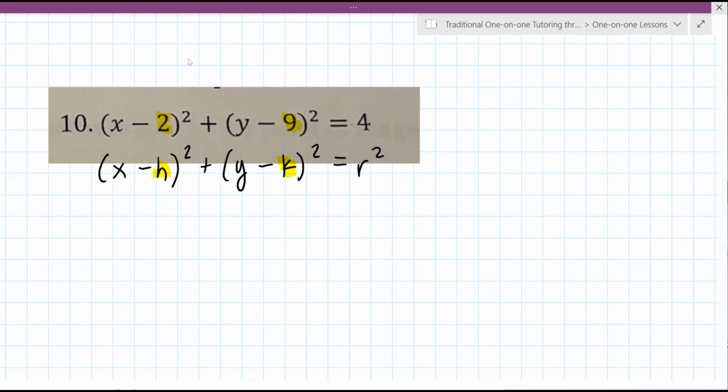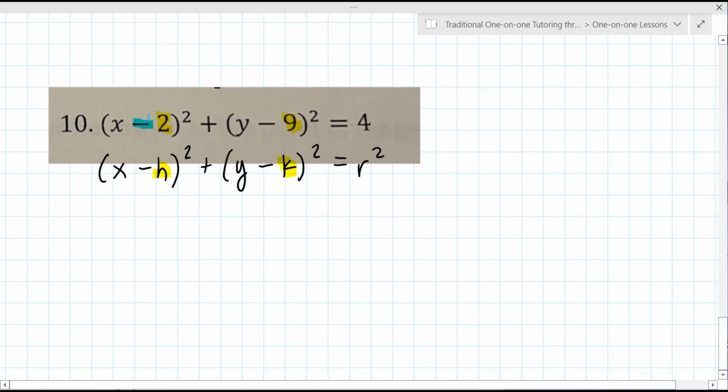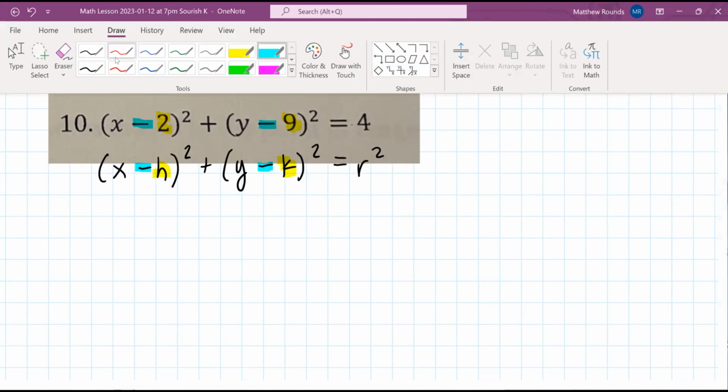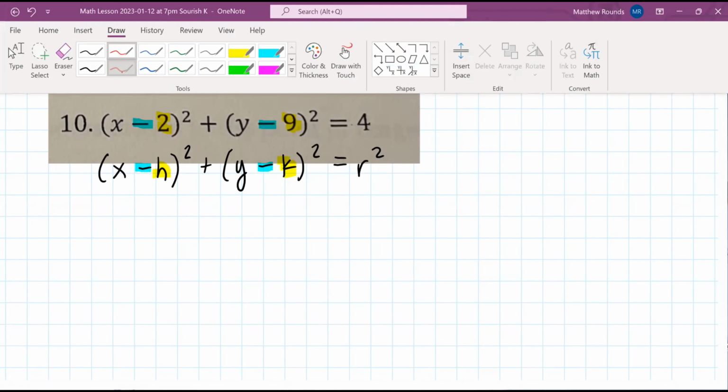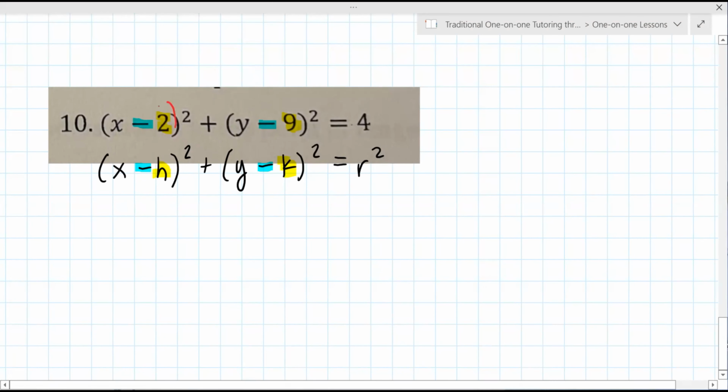Now, do you also see that it's subtract and subtract here, and then subtract and subtract here? Basically, I'm asking you, Sourish, do you see that it's exactly like the standard form? Like h is really 2 and k is really 9. Do you see that? Yeah. And it's because these signs match up. So h is 2 and k is 9.